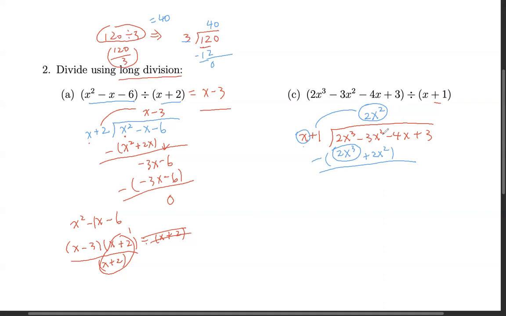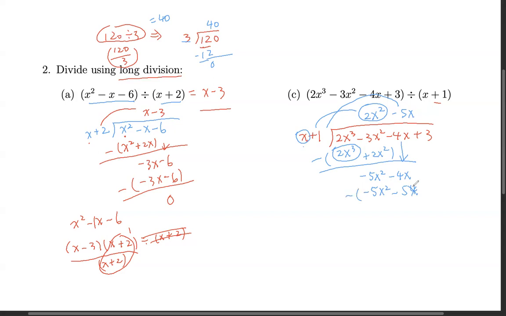Now I have negative 3x squared minus 2x squared. That's minus 5x squared. Then I put the next one down, negative 4x. Now I need to put a number up here. Multiply by x gives me negative 5x squared. Well, that's negative 5x, right? Because negative 5x times x gives me negative 5x squared. Then I have to multiply 1 with negative 5x, which gives me negative 5x.